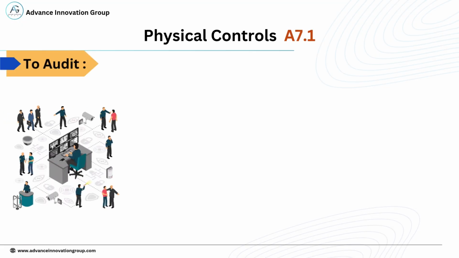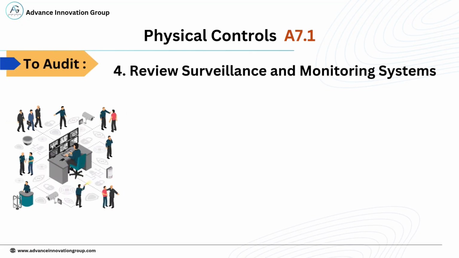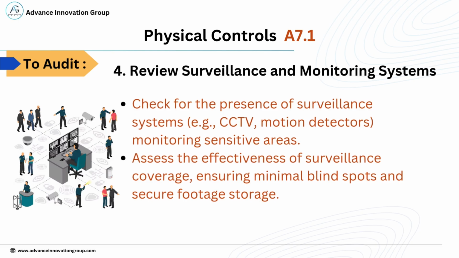Physical controls of 7.1. To audit. Fourth, review surveillance and monitoring systems. Check for the presence of surveillance systems, e.g., CCTV, motion detectors. Monitoring sensitive areas. Assess the effectiveness of surveillance coverage, ensuring minimal blind spots and secure footage storage.